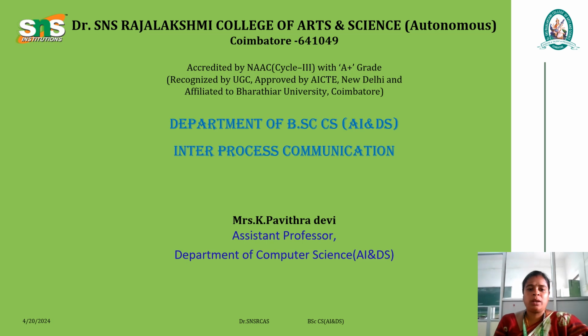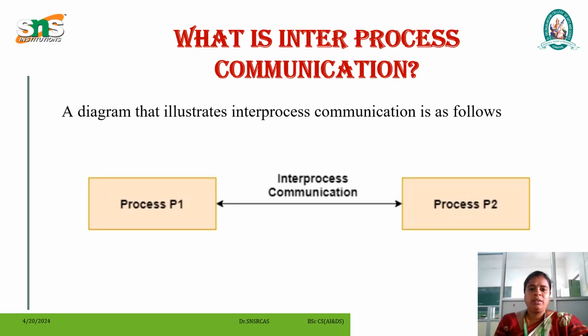Now I am going to take the class about inter-process communication. First one, what is inter-process communication? Inter-process communication is nothing but exchanging data between multiple threads in one or more processes or programs. The processes may be running on a single computer or multiple computers connected by a network. The full form of IPC is inter-process communication.